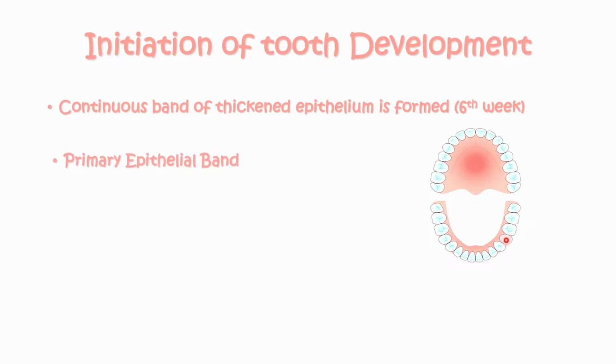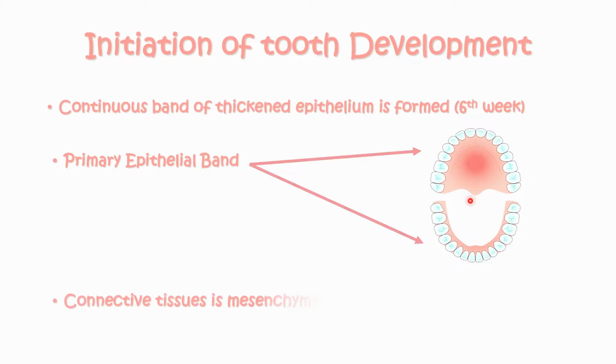Epithelial thickening is ectodermal in origin and is called the primary epithelial band. Below this epithelium, there is a connective tissue that is usually ectomesenchymal in origin, which is derived from the neural crest cells. This is also a very important thing to remember. It might come in your exams, viva, as an MCQ. Please note it down.